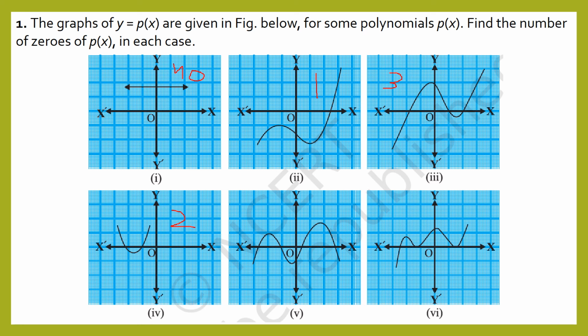In the fifth problem, the curve cuts the horizontal axis at 1, 2, 3 and 4 places, so there will be 4 zeros for this polynomial. So in the sixth problem, the curve crosses the x-axis at one point, touches at the other and touches the x-axis once again. So there are 3 zeros for this polynomial.